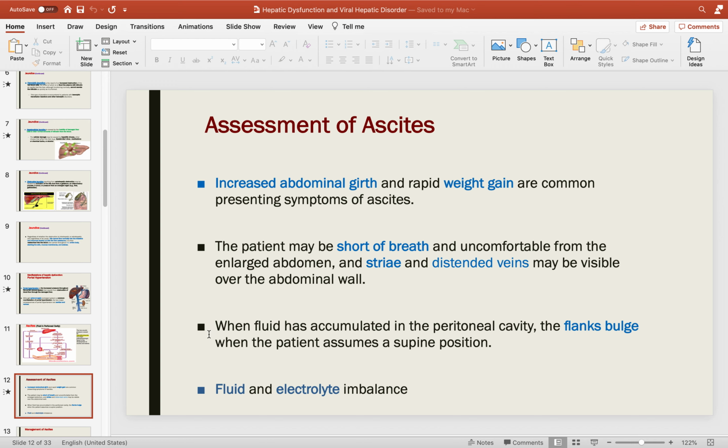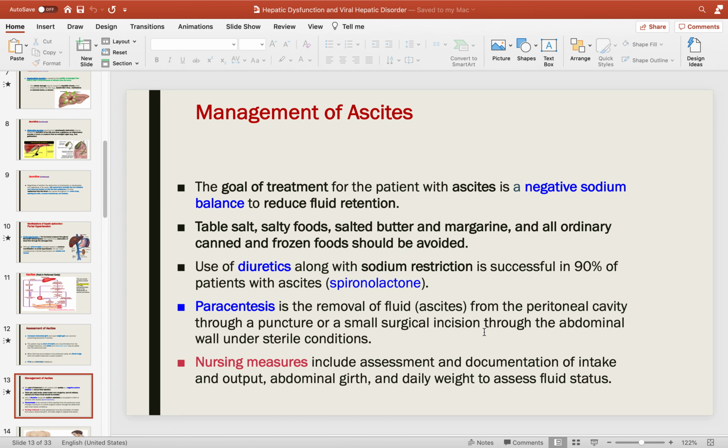Also, when the fluid has accumulated in the peritoneal cavity, because most of the fluid accumulates in the peritoneal cavity, the flanks bulge when the patient assumes a supine position. The patient with ascites will also normally develop fluid and electrolyte imbalance. Also, in the management of the patient with ascites, it is important to know that one of the important measures is a negative sodium balance to reduce fluid retention.